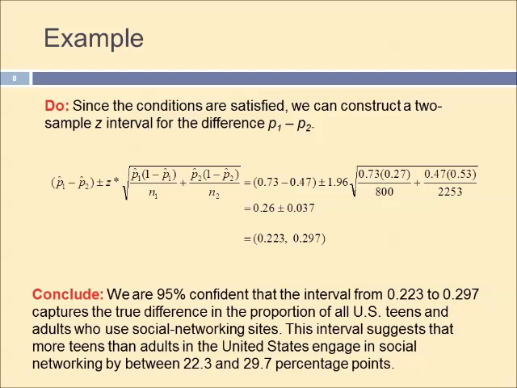So we conclude that we're 95% confident that the interval from 0.223 to 0.297 captures the true difference in the proportion of all U.S. teens and adults who use social networking sites. So this actually suggests that there are between 22 and 29% more teens than adults in the U.S. who engage in social networking.